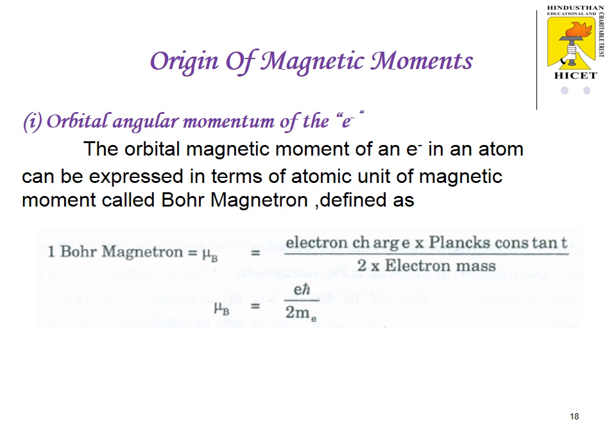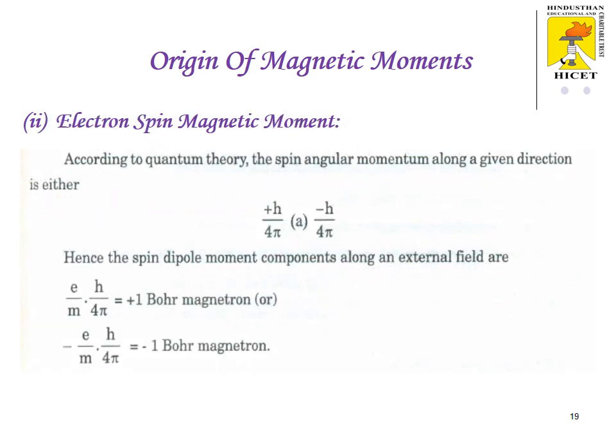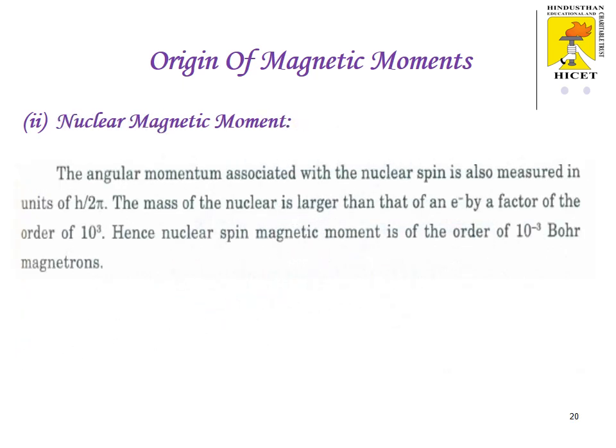The equation for the orbital angular momentum of an electron is nothing but the Bohr magneton, which we have already discussed. Due to the spin motion of the electron also, it contributes, given as e h by 4 pi m. The nuclear magnetic moment also contributes an amount h by 2 pi, but it is somewhat 1000 times smaller compared to the magnetic moment contributed by an electron, so it can be neglected.